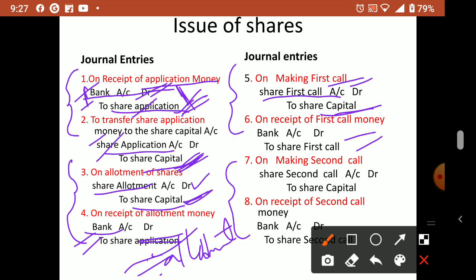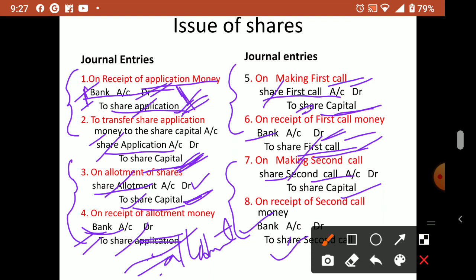Then on receipt of first call money, bank account debtor to share first call. So here also the share first call got cancelled. Then the remaining, bank account debtor to share capital. Here also share allotment got cancelled. Remaining bank to share capital. Now on making the second call, same, share second call account debtor to share capital, then bank account debtor to share second call. So here also share second call got cancelled.